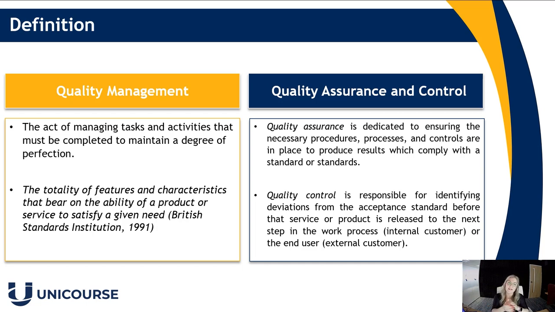So quality assurance is dedicated to ensuring the necessary procedures, processes and controls are in place to produce results which comply with a specific standard or standards or regulations. So audits of business records and interviews conducted by internal or external parties measure the success of the quality assurance program, really. So where these audits identify non-conformance to the standards, changes need to be made. That might be in the training and procedures, and it might even be in relation to the whole process of the compliance in that area.